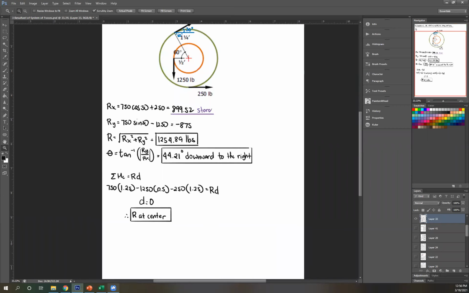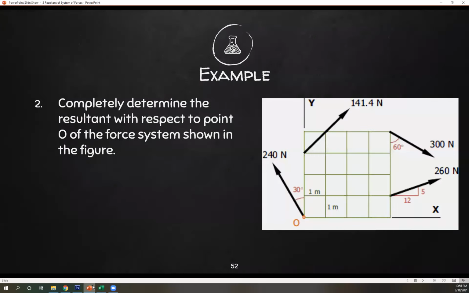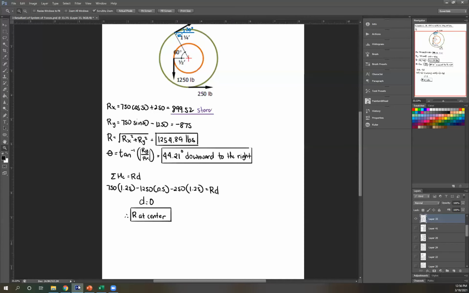So that's number 1. Since no questions, we can move on to number 2. Completely determine the resultant with respect to point O of the force system shown in the figure. Once again, when we say completely, that is looking for the resultant, the inclination, and the position. So let's take the resultant first.